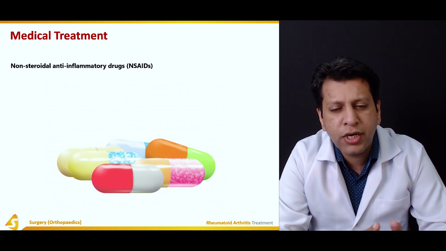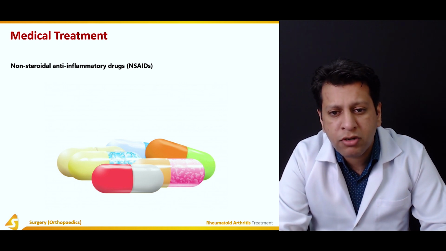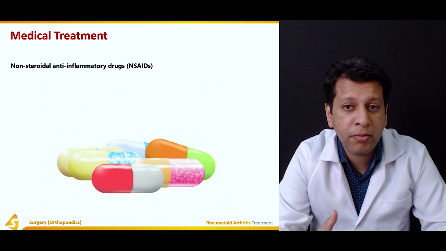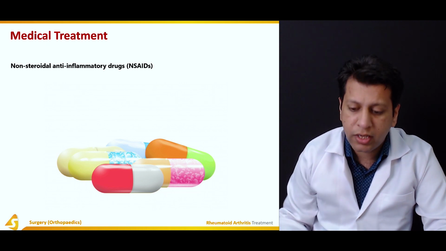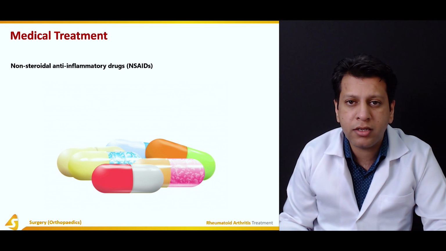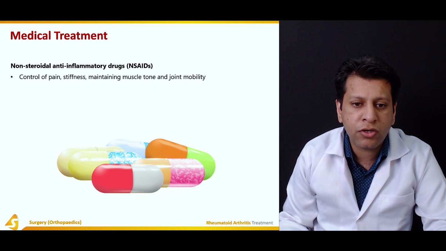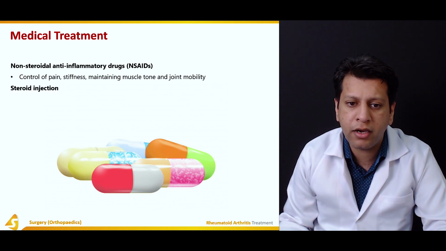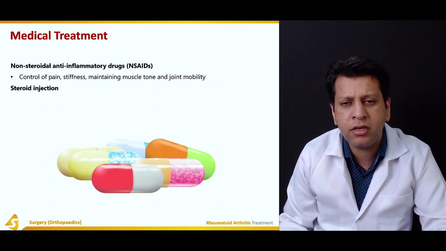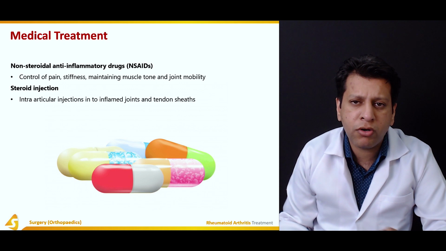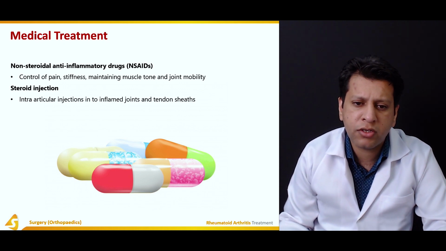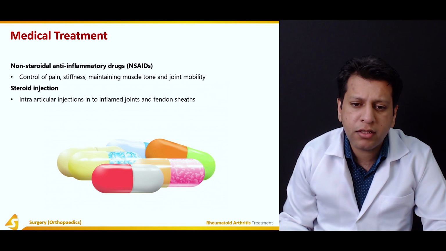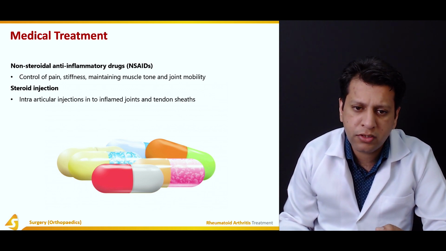Now, along with steroids and DMARDs, we need to start non-steroidal anti-inflammatory drugs as well, because there will be inflammation, swelling, and pain. So NSAIDs also have a role in decreasing the symptoms of inflammation and the degree of pain. For control of pain, stiffness, and maintaining muscle tone and joint mobility, NSAIDs are indicated. Steroid injections can also be used, but usually in large joints such as the hip and knee, not in all joints, especially the small joints of the hand and fingers. Steroid injection is usually not a feasible option there, but it can be a very good option in large joints.